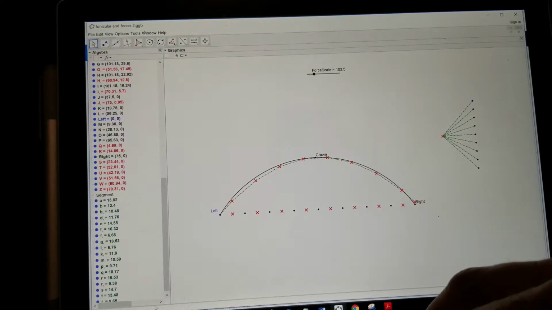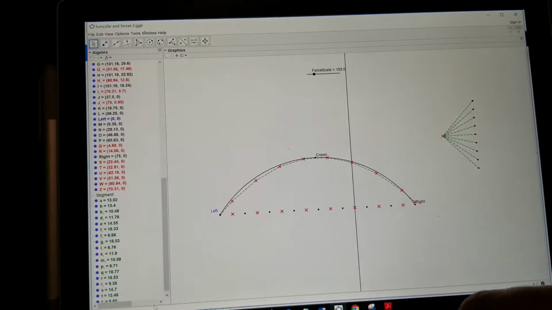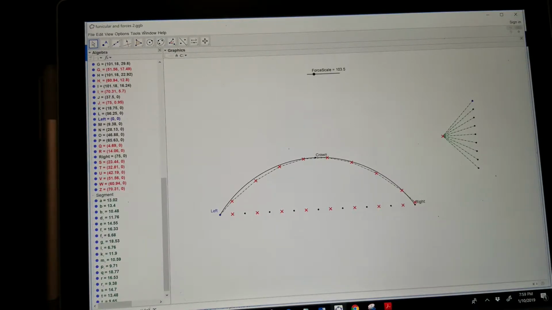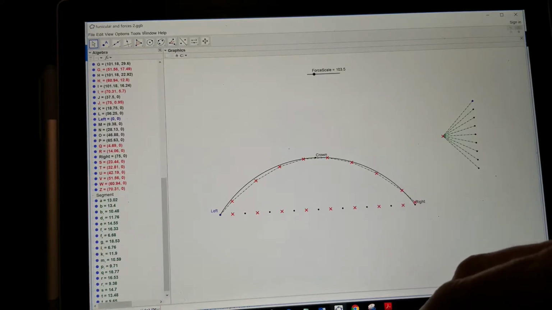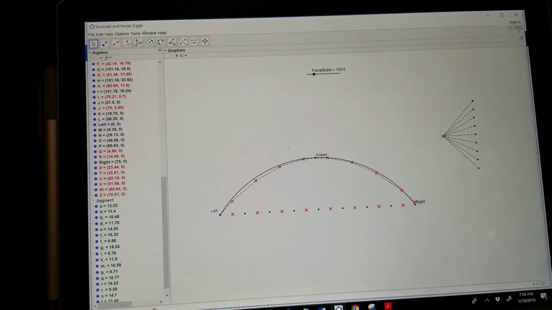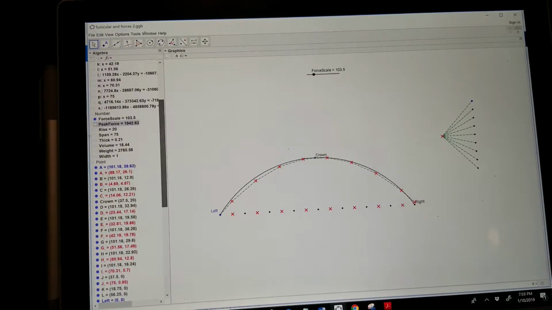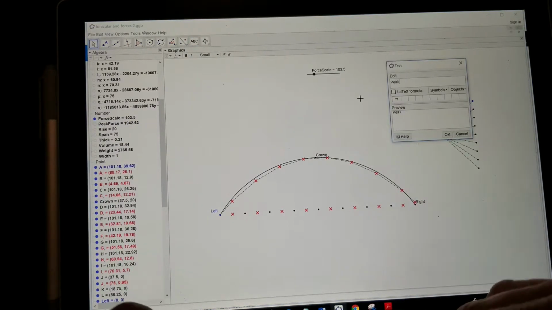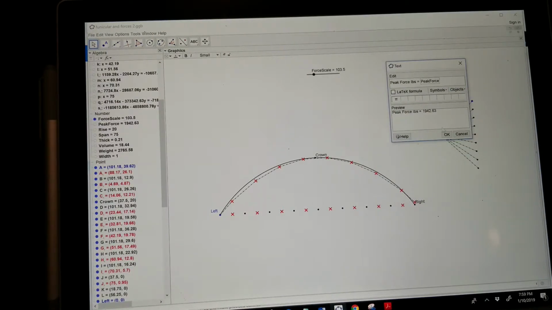Peak force is, and don't type 18.77, you can just say length of left parenthesis Q, which should be 18.77 times the force scale, not divided by the force scale, but multiplied by the force scale. And that should be 1,942 pounds. Remember, the weight was 2,700 pounds here. So we can put that in as dynamic text, which is pretty cool. Peak force pounds is, that's just English text, and go to your drop down and find peak force here.